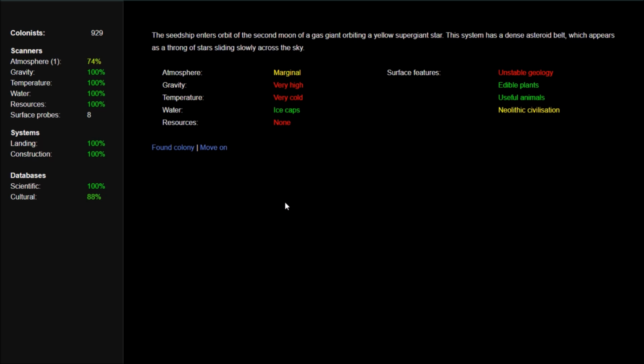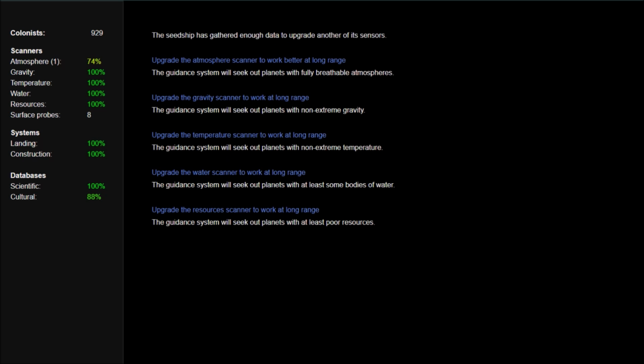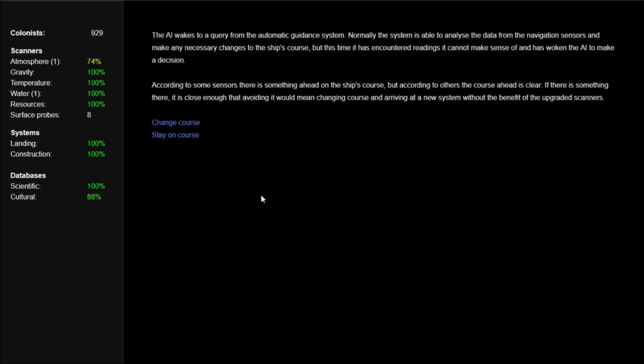Oh man, now this is interesting. Is this what we call home? Atmosphere could be better. Gravity could be much better. It's super cold. We're all going to freeze. There is water we can melt, maybe. There's no resources, though. No, we're gonna get mauled and eaten by the Neolithic people. No, move on. Gather enough data. Upgrade one of its sensors. Let's upgrade the water scanner, I think. We want better water scans.